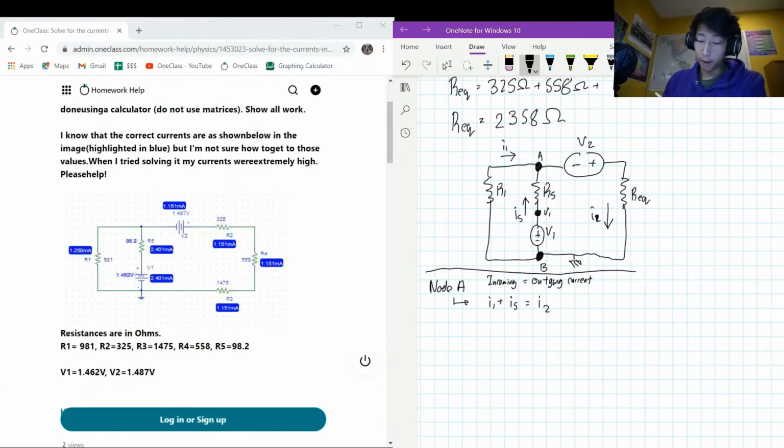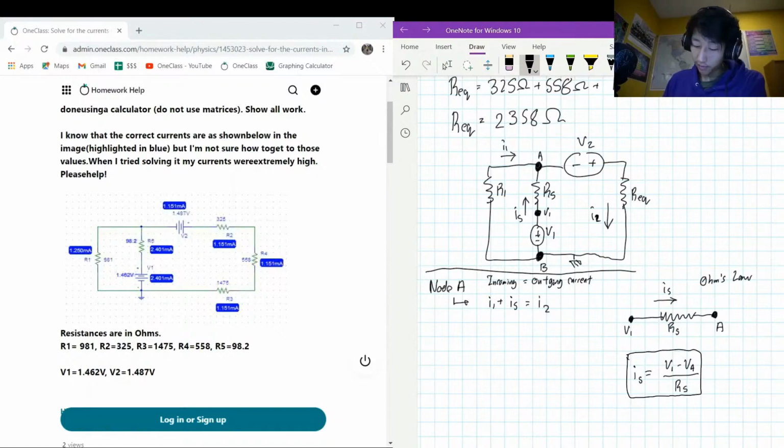So I5, we can calculate this with Ohm's law. So this is R5, this is V1 and this is A. We know that I5, with V equals IR, so this is Ohm's law, is going to be V1 minus VA over R5. Okay, we already know V1 and R5. We just need VA. That's what we don't know right now.